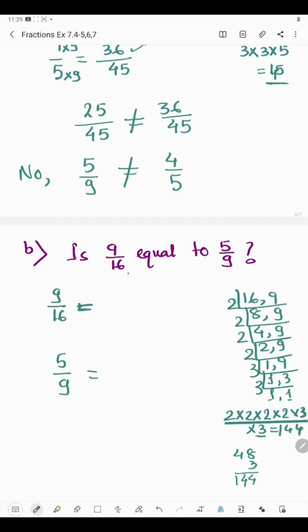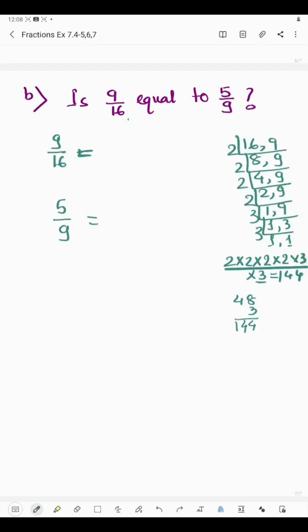So we need to make 144 in the denominator. What should be multiplied to 16 to get 144? See, that we can get from here only, like 2 2s are 4, 4 2s are 8, 8 2s are 16. So 16 should be multiplied by 9 to get 144. So here we will multiply by 9. Now as you have multiplied 9 to the denominator, we will have to multiply 9 to the numerator as well. So it's 9 into 9, 81 and 16 into 9 is 144.